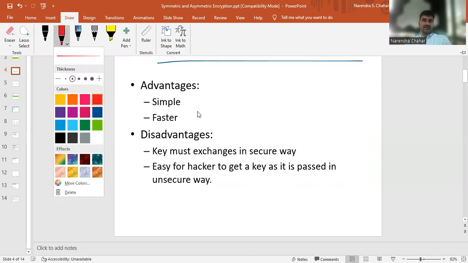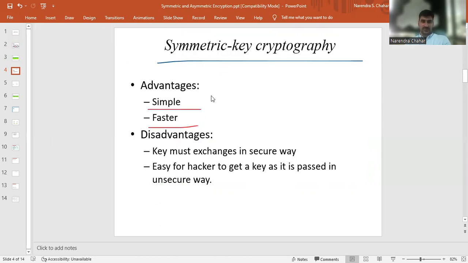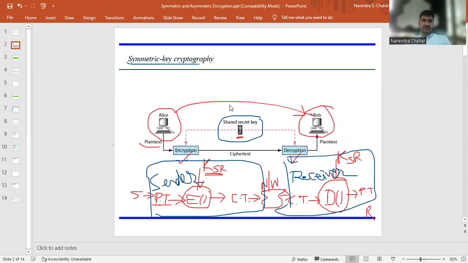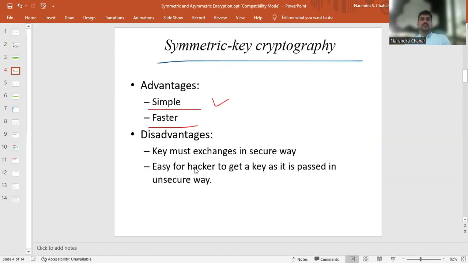Now, when we talk about symmetric cryptography, there are some advantages and some disadvantages. It is simple and faster. It is simple to encrypt the plain text and decrypt it using the same key. Faster, when we compare with other algorithms, we found that this is the faster process just because we are using one key here. We are not using another key. When we talk about the asymmetric key, we will discuss in detail.